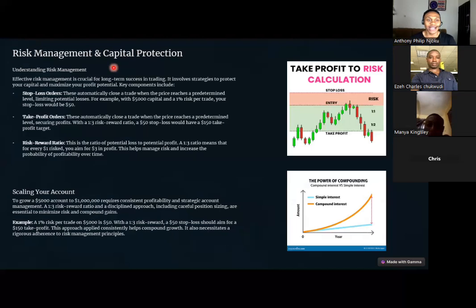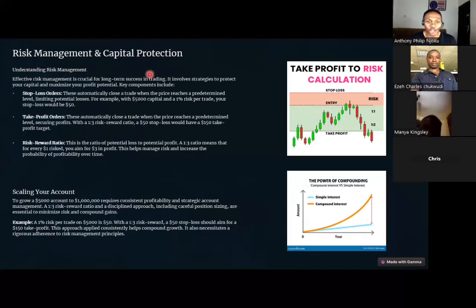What makes a lot of traders quit trading is that they don't have capital anymore. But if you can see that this is a journey and not a destination, you'll be able to understand that the financial market requires you to apply proper risk management. So understanding risk management is very crucial. Effective risk management is crucial for long-term success in trading. It involves strategies to protect your capital and maximize your profit potential.